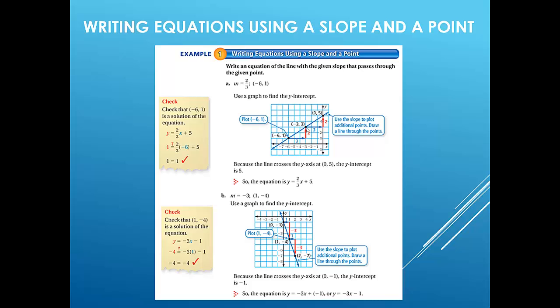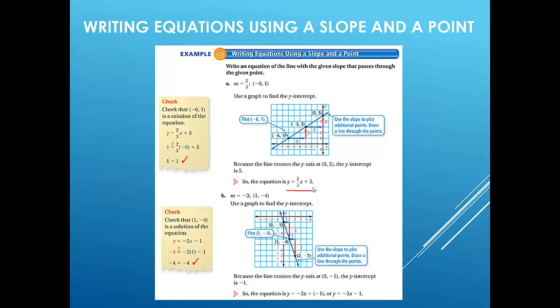Then from there we can go over 3 and up 2 again to get our next point at (0, 5). Because the line crosses the y-axis at (0, 5), the y-intercept is 5. So our equation is going to be y equals 2/3 x plus 5. Our slope is 2/3, so we'll have 2/3 x, and then we have our y-intercept, which is 5, so we have plus 5.